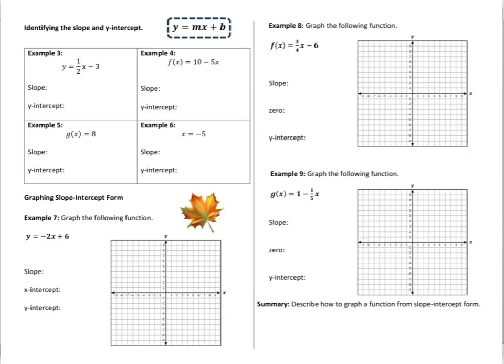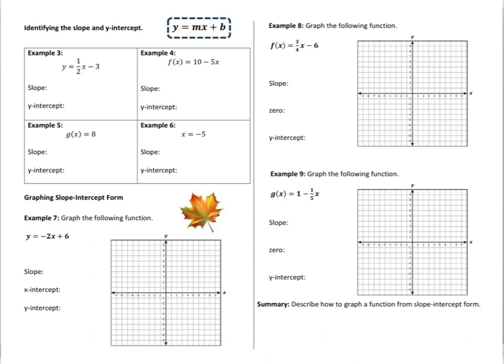Now we're going to talk about graphing. From slope-intercept form, or y equals mx plus b, there are 2 things you need to graph from slope-intercept form. First, you need the slope, and then you need the y-intercept. Okay, you're actually going to start with your y-intercept and then use your slope to move, and we'll talk about that more in a second, but I just have a few examples for you so you can practice identifying the slopes.